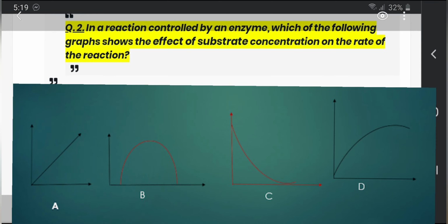Question number 2. In a reaction controlled by an enzyme, which of the following graphs shows the effect of substrate concentration on the rate of reaction? If you see here, this is graph 1, 2, 3, and this is 4. Which of the following graphs shows the effect of substrate concentration on the rate of the reaction? What do you think?